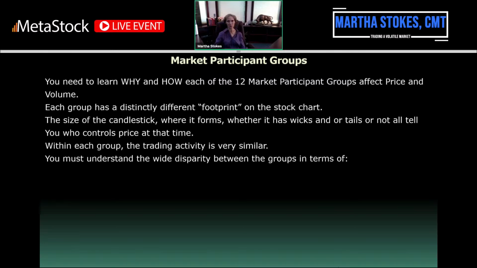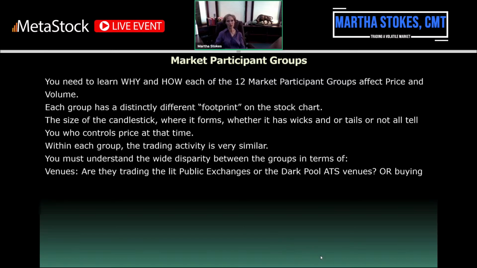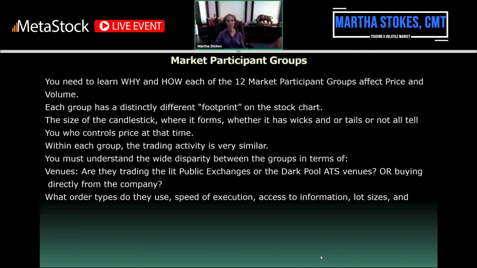The giant dark pools, the 20 to 25 of them, all get in about the same. You must understand the wide disparity between the groups in terms of venues. Are they trading the lit public exchanges or the dark pool venues, or buying directly from the company? Lots of times the buy-side institutions are buying directly from the company. What order types do they use?